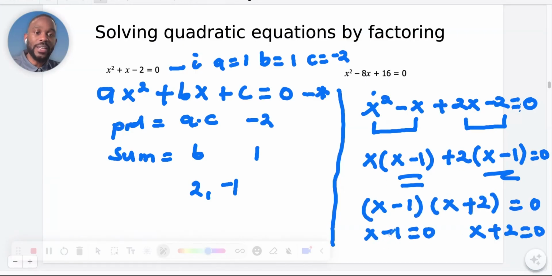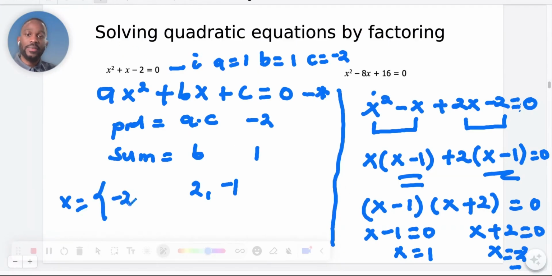So if x minus 1 is equal to 0, if you take 1 to the other side, you'll get x is equal to 1. And if x plus 2 is equal to 0, take 2 to the other side of the equation, you'll get x is equal to negative 2. So those are the 2 solutions of this quadratic equation. The solution set is negative 2, 1.